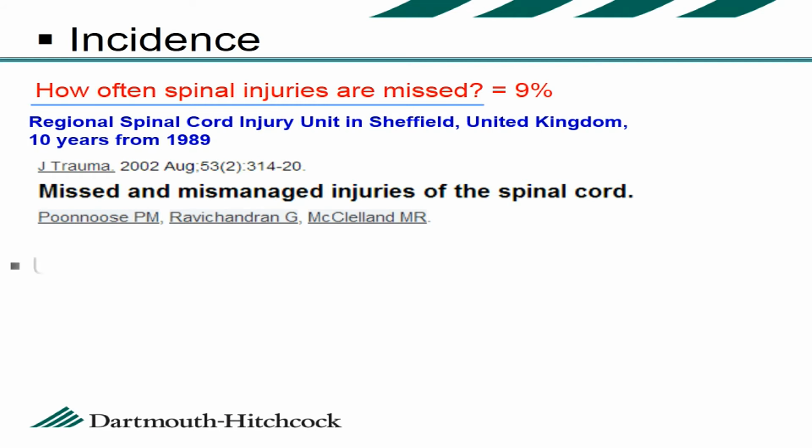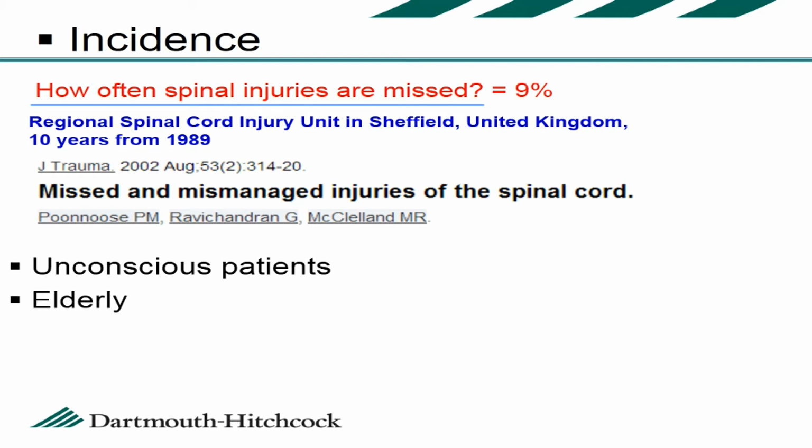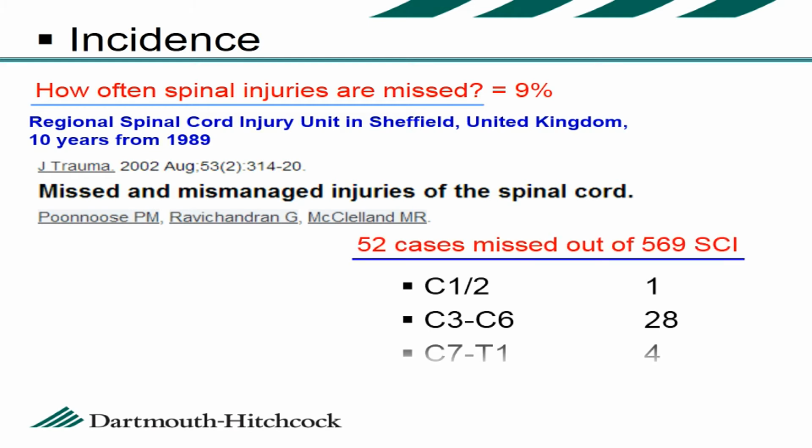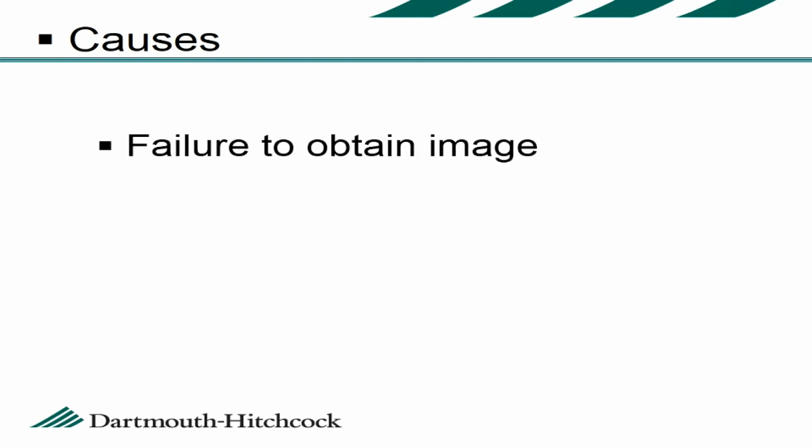And how often are they missed? Not too short, about 9%. And this is from a study published in the Journal of Trauma, 2002. They found it is even more common if the patient is unconscious or elderly, or the spine is stiff, like with an AS or a DISH kind of lesion. There the chances of having a missed fracture are even higher. In that group of 52 patients missed, they found the highest incidence in the mid-cervical and lower cervical spine, and some in the thoracolumbar junction.